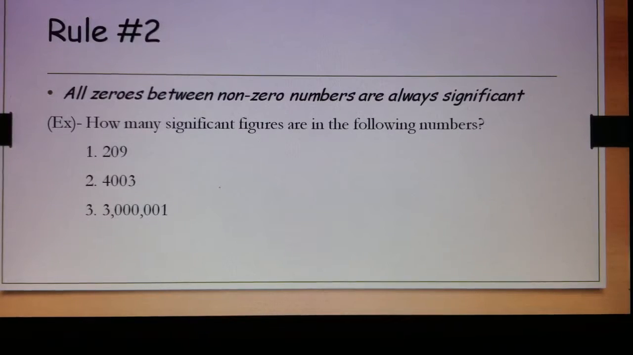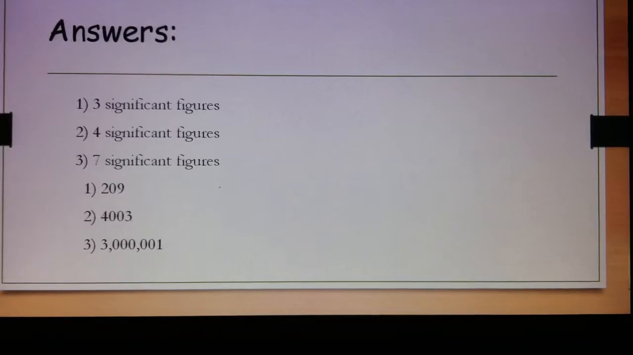Okay, rule number two: all zeros between non-zero numbers are always significant. Example again: number one is 209, number two is 4003, and number three is 3,000,001. So the answers are, for number one, three significant figures because the zero is between two significant figures, which makes the zero significant. And number two, both zeros are between two significant figures, which makes them both significant too. And number three, same thing. All those zeros are between the 3 and the 1.